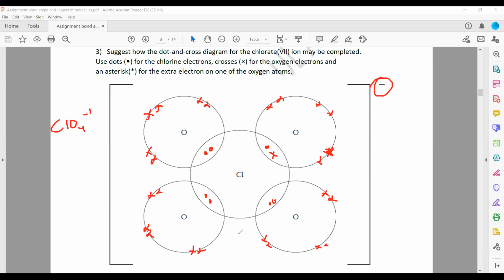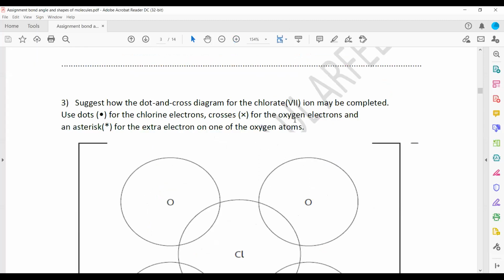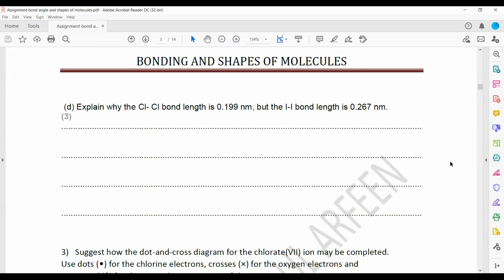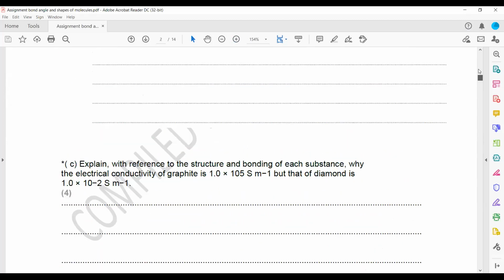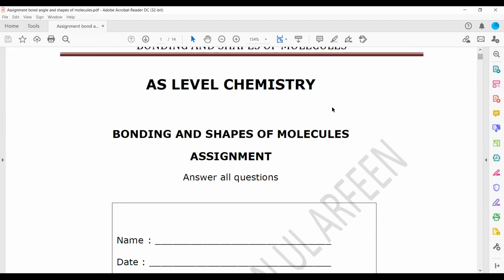Any doubts? So this is an assignment related to bonding and structure. In the next session, tomorrow, we'll discuss more questions related to bonding and shapes of molecules.